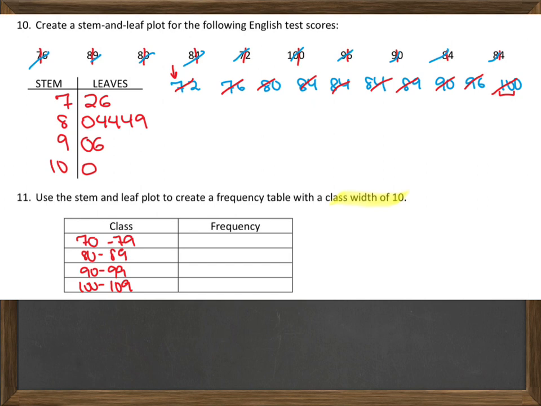Okay? So we can, again, look at our stem and leaf plot. How many leaves, right? How many numbers do we have that begin with a 70? Well, we have 2. So we're going to put a 2 here. How many do we have in the 80s? We have 1, 2, 3, 4, 5. So we'll put a 5 here. We have 2 in the 90s, and we have 100.